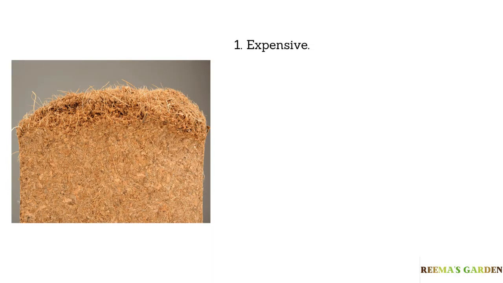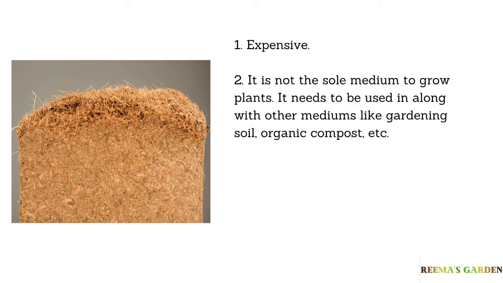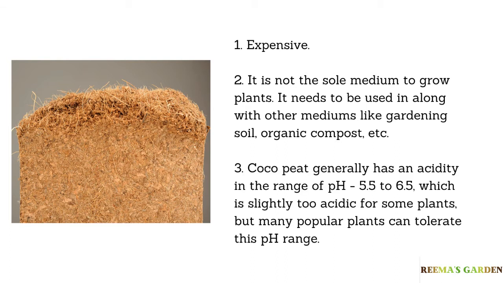Now let's look at some of the common misconceptions or disadvantages of coco peat. So looking at the disadvantages, one of the biggest disadvantages is that coco peat is slightly expensive, and also that it is not the sole medium to grow plants. Okay, it needs to be used along with other mediums like gardening soil, organic compost, etc. Also, we had studied that perlite and vermiculite are pH neutral, whereas coco peat is not. Coco peat is slightly acidic.